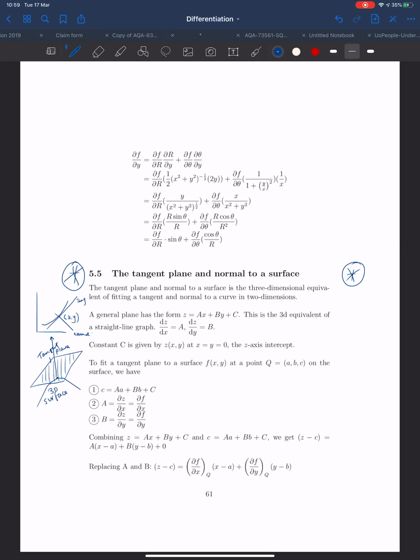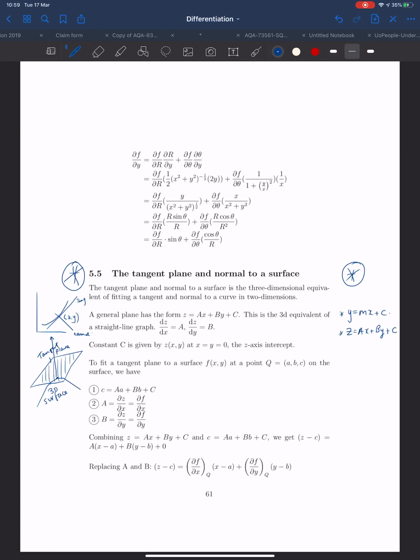A general plane has the form z equals ax plus by plus c. So in 2D, we've got y equals mx plus c. In 3D, we've got z equals ax plus by plus c. So we've just added that extra dimension in. This is the 3D equivalent of a straight line.